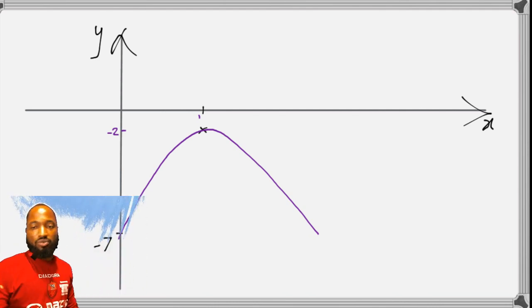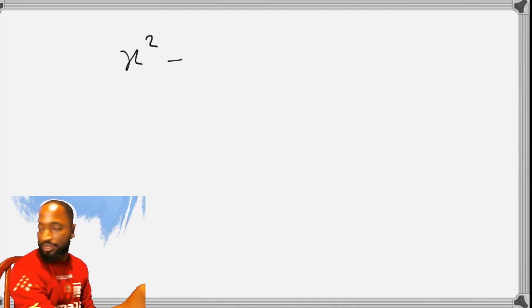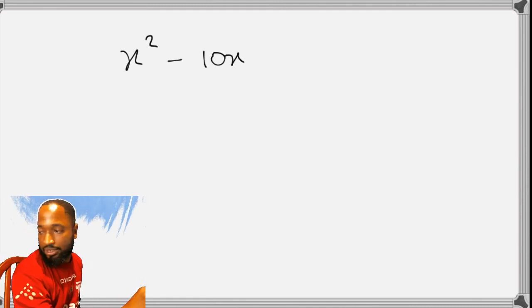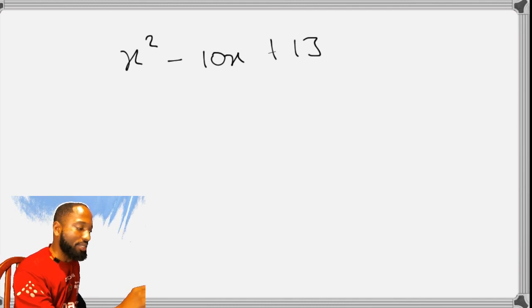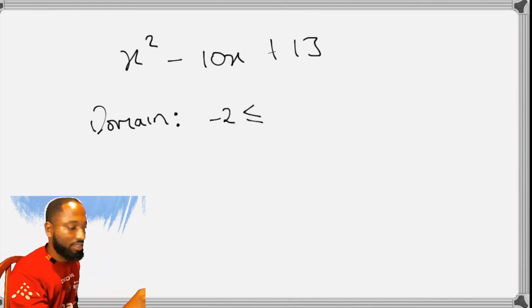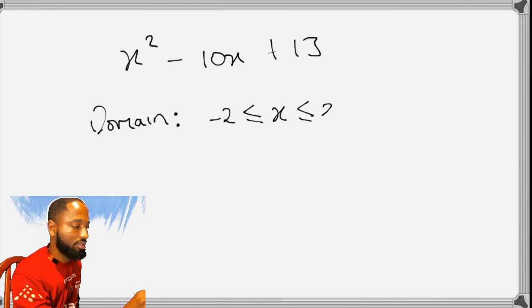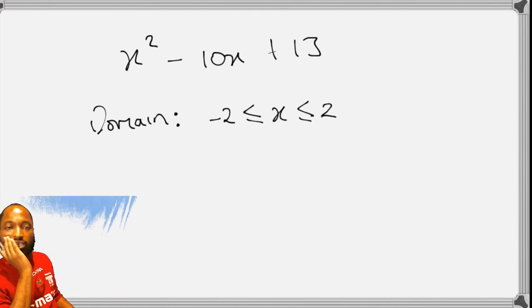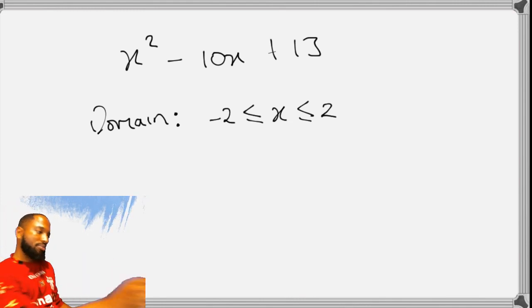Alright, so let's go forward. How does it get harder than this? Well, they could give you a domain. This is what I was going into. They could give you a domain in the x-axis. So the question I had was x squared minus 10x plus 13, and the domain that was given, hopefully we'll have time for you to do one. The domain that was given is this. So x squared minus 10x plus 13.